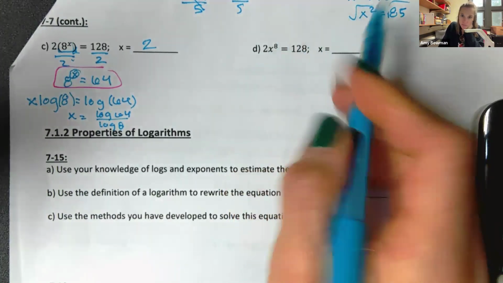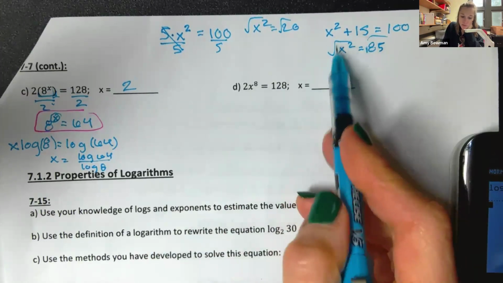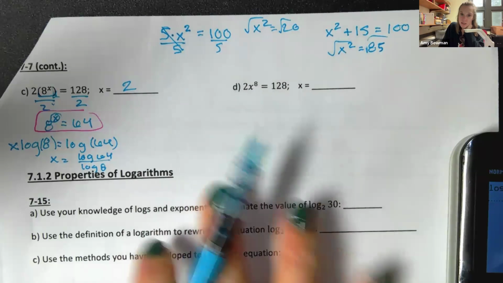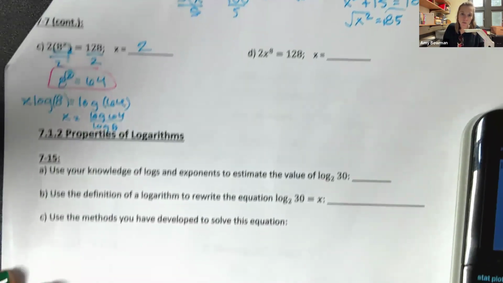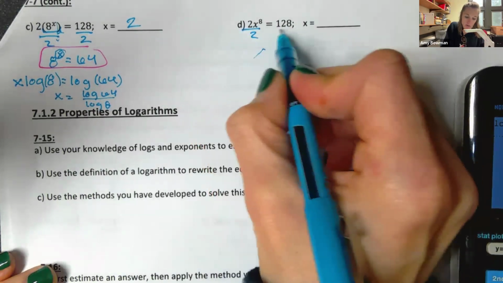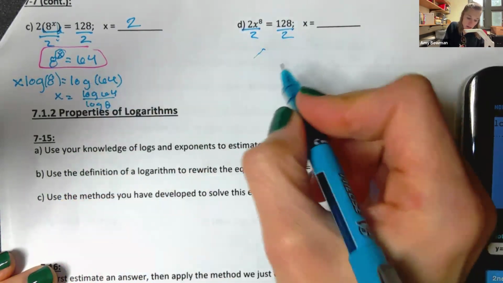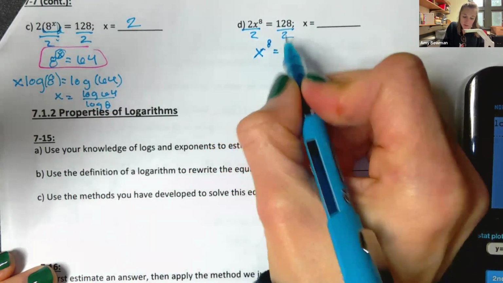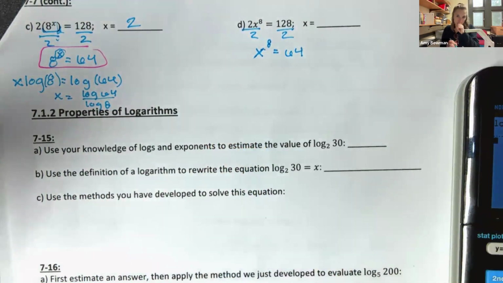Just like I showed you up here, before I took the square root of both sides, I needed to get rid of this plus 15 or divide by 5. Same idea here. Let's get rid of this 2 first, and we'll just divide both sides by 2, just like we started over here. But then we end up with x raised to the 8th equals 64.